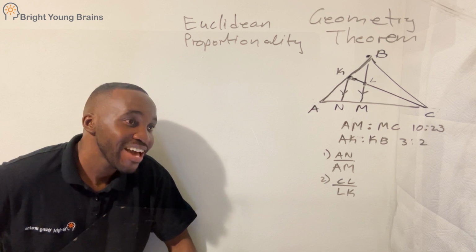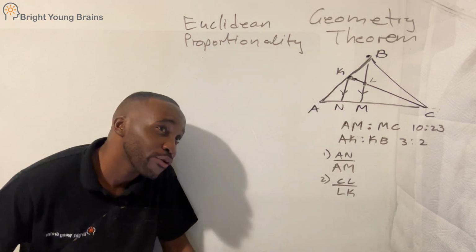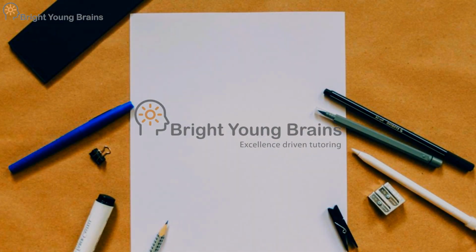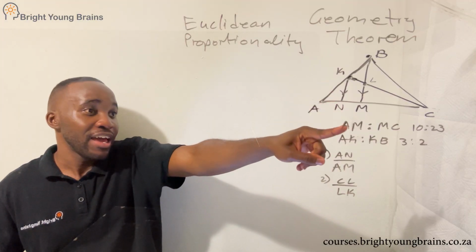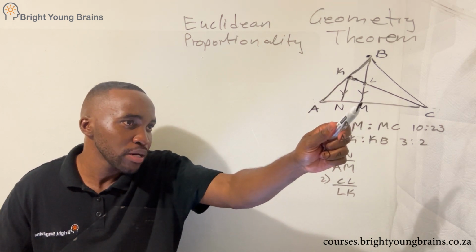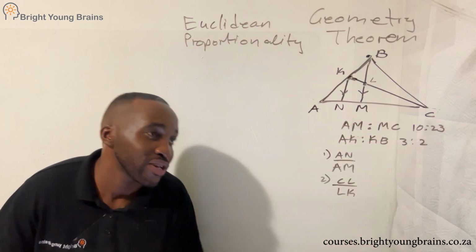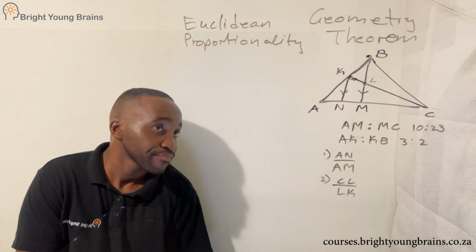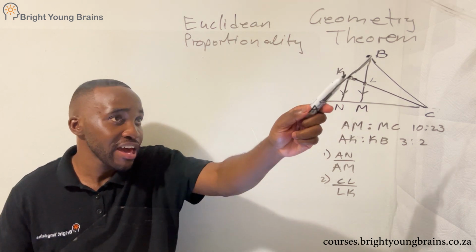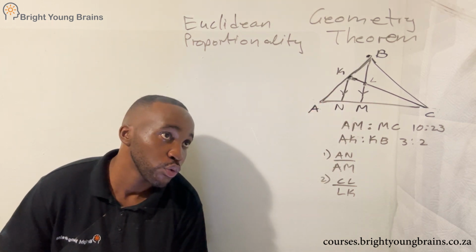In this video, we are working on the first question, but we're dealing with that sketch over there. It's clearly a proportionality theorem kind of question. We are given the sketch, and they have told us two sets of ratios. They told us that the ratio between AM and MC is 10 to 23. Furthermore, they told us that the ratio between AK and KB is 3 to 2.